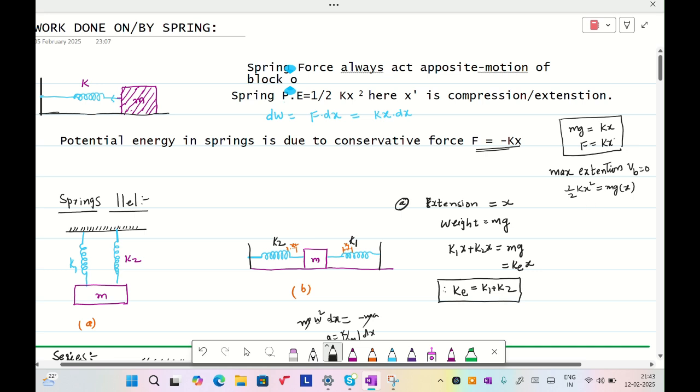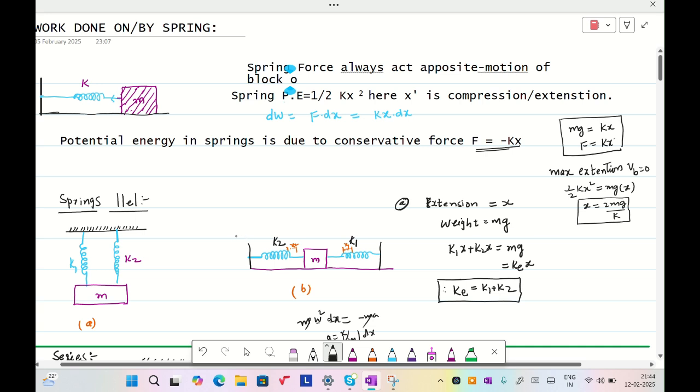When a block is coming and falling on the spring or suspended, I will explain those problems later. Then half kx square equal to mgx. This is called maximum extension. The x equal to 2mg by k. In many cases it is 2mg by k. Unless specially mentioned, x equal to 2mg by k always, since half kx square equals mgx. Therefore, maximum extension is 2mg by k, except in special cases, which we will discuss later.